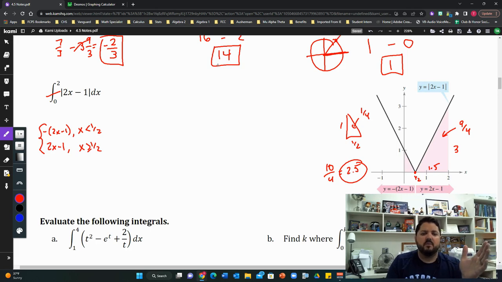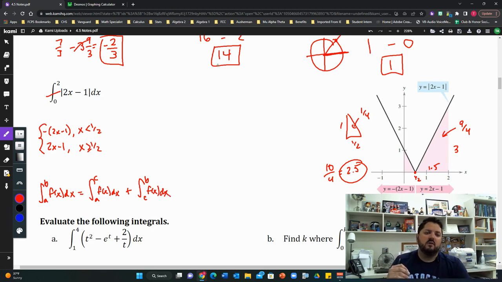So this goes back to the property that says the area from a to b of f of x dx is equal to the area from a to c of f of x dx plus the area from c to b of f of x dx for some value of x in the middle of the interval. So piece plus piece equals the whole thing. So that's what we're going to have to do here.